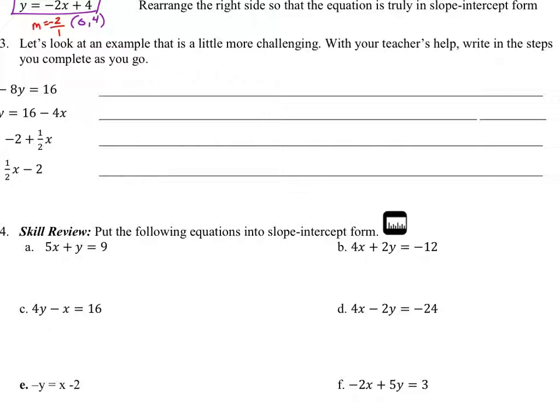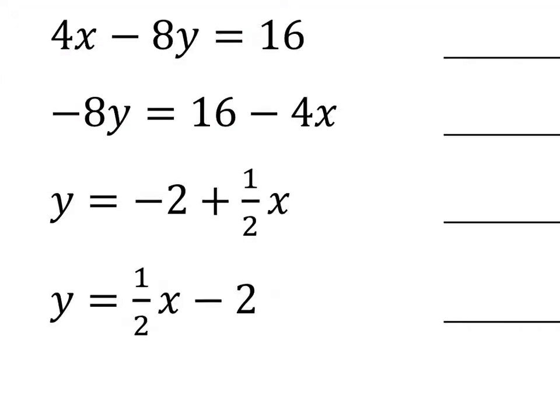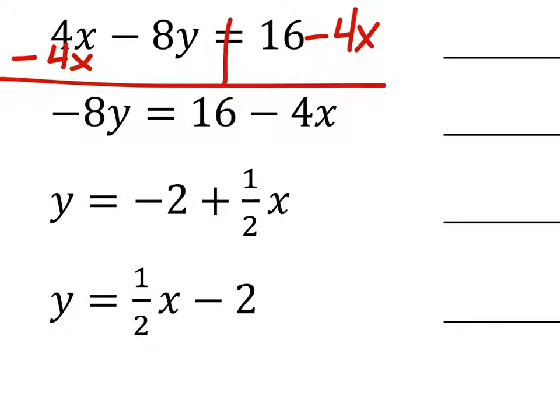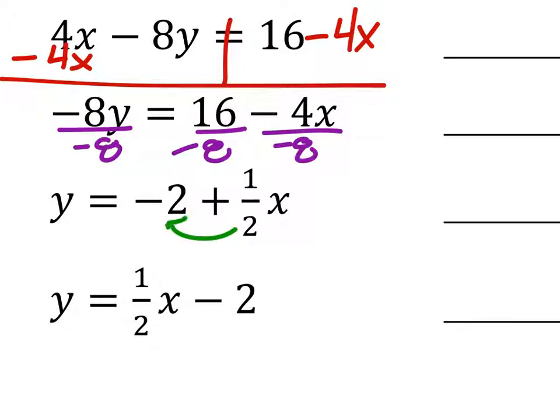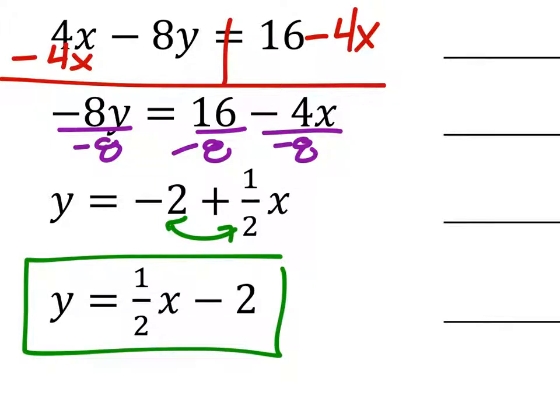Well, let's look at another example. They said this one's a little bit more challenging, but with my help we can write the steps as we go. The first thing right here, we can see that they subtracted 4x from both sides, which gives us this next equation. And then after that, they divide everywhere by negative 8, which gave us the next equation. And then, of course, we just switch the negative 2 and the 1/2 x to get our answer.